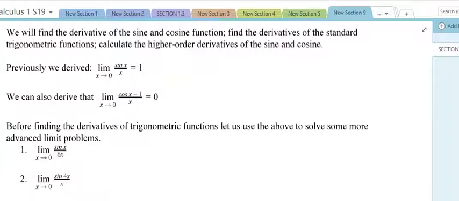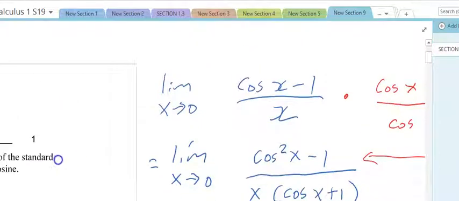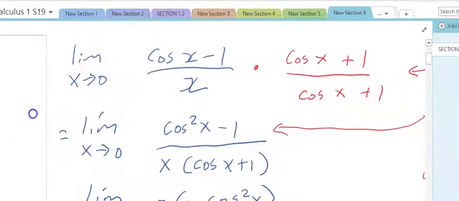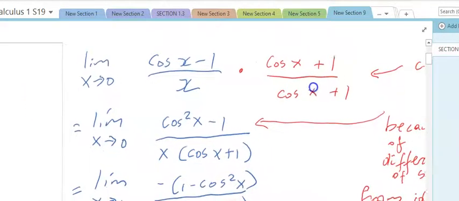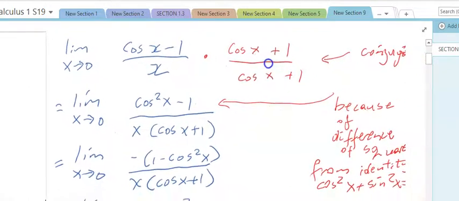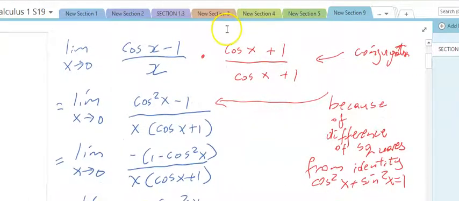Previously we derived that the limit as x approaches 0 of sine of x over x is equal to 1. We can also derive that the limit as x approaches 0 of cosine of x minus 1 over x is equal to 0. Now let us go ahead and do the derivation for the second one. Let us start by multiplying the numerator and denominator by the conjugate.